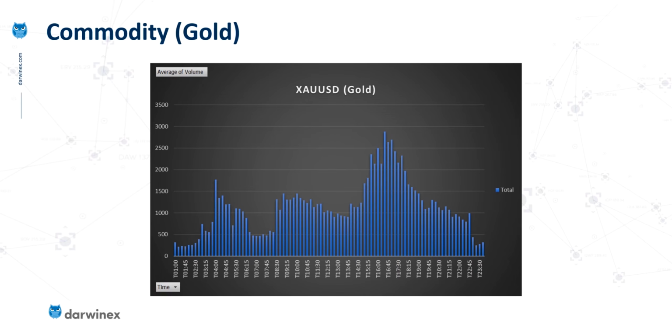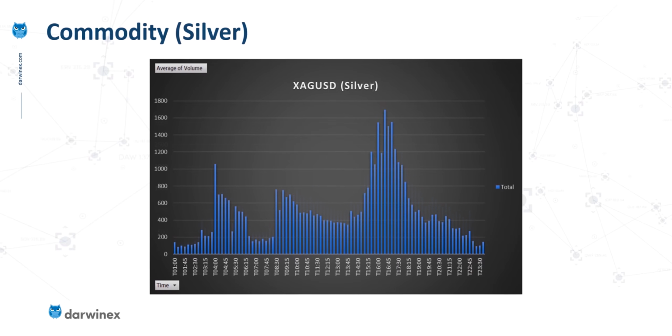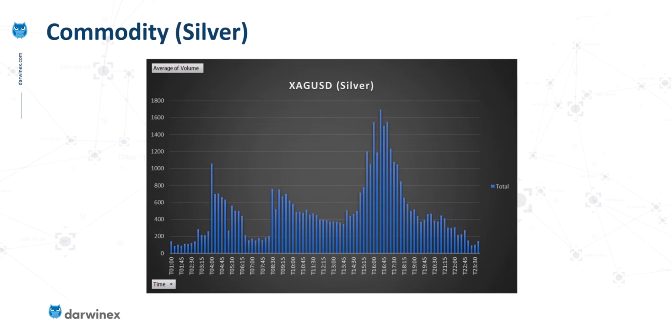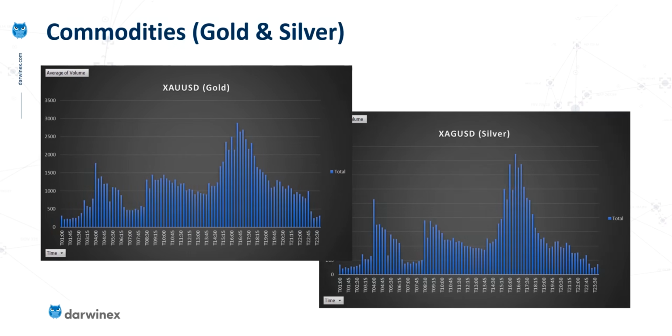If we now move over to silver, we notice that the pattern is extremely similar. And given that they're both precious metals, maybe that's understandable. But if we took a look here at oil or natural gas, then those patterns would exhibit differences that would need to be taken into account. And by looking at these two side by side, you can see how similar they are.